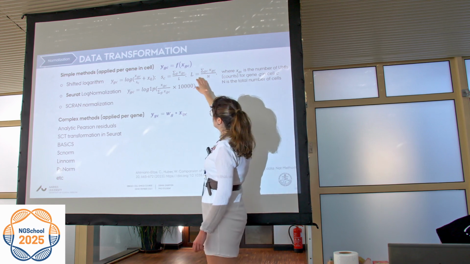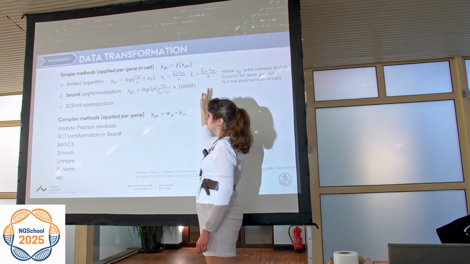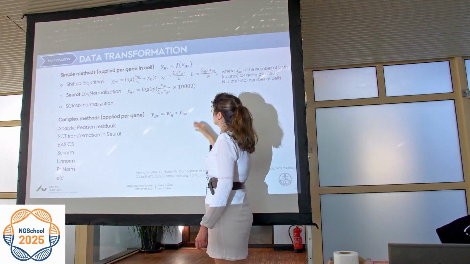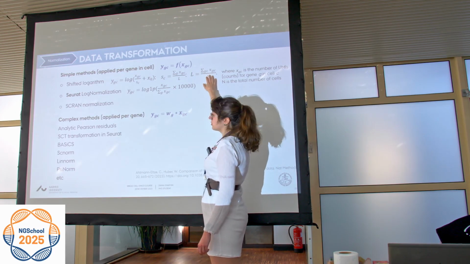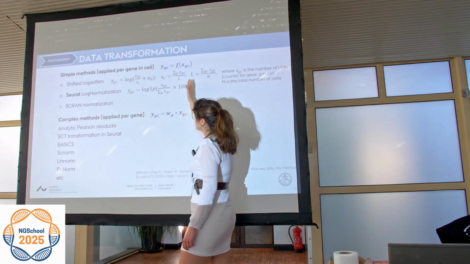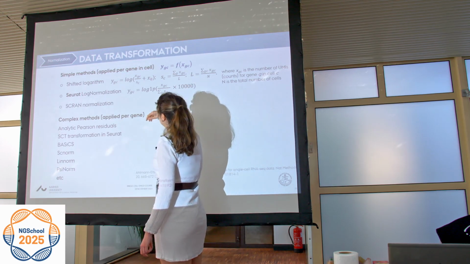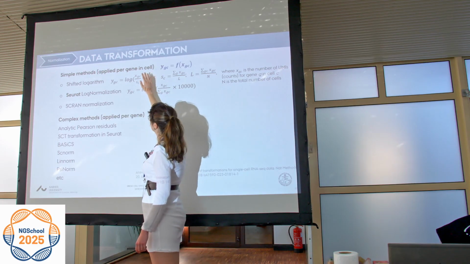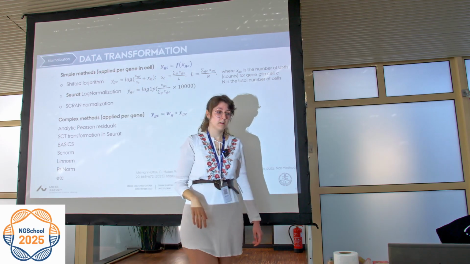Here, we need a scaling factor. The scaling factor can be just arbitrary, as in Seurat, where it's 10,000. Or the scaling factor can be computed based on your library, so in each individual case. And then you also stabilize variance by taking the log of it.